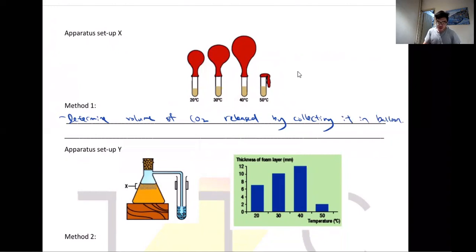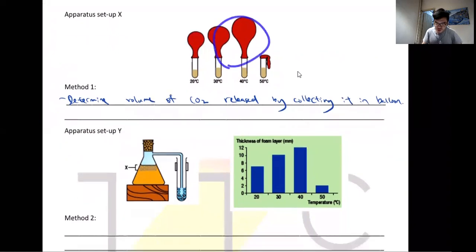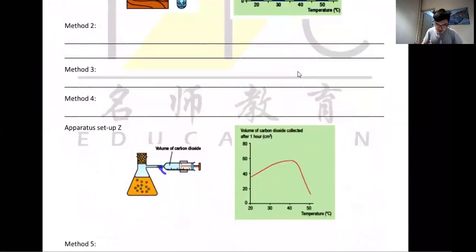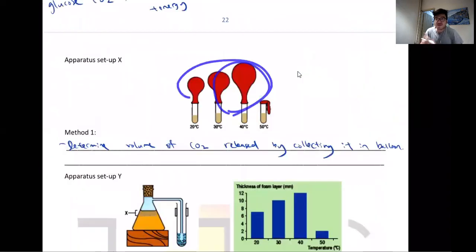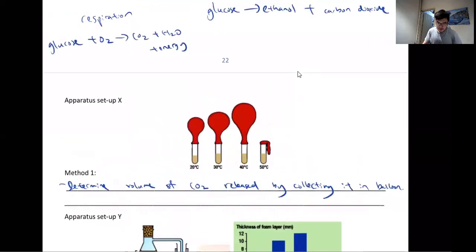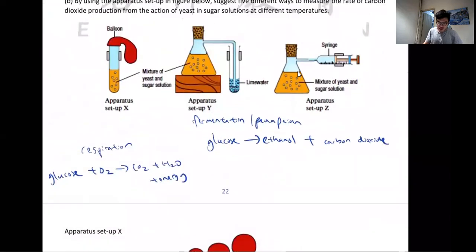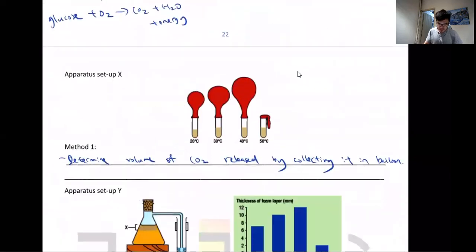Okay, this is how we measure the volume of CO2. The real way to measure CO2 is to use a syringe. But this is a very visual thing, easy to see. Do I need to tell you that 40 has more volume than 30? No, so straightforward, because it is what it is. This is what you see. So they want you to suggest a different way. This is one of the ways.